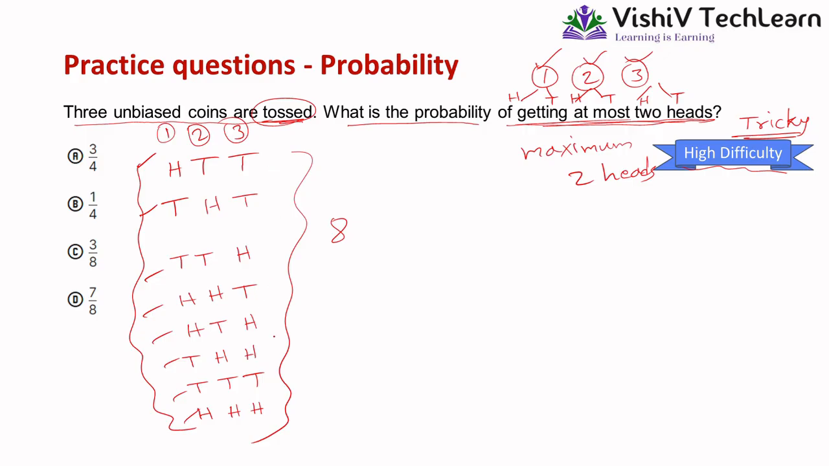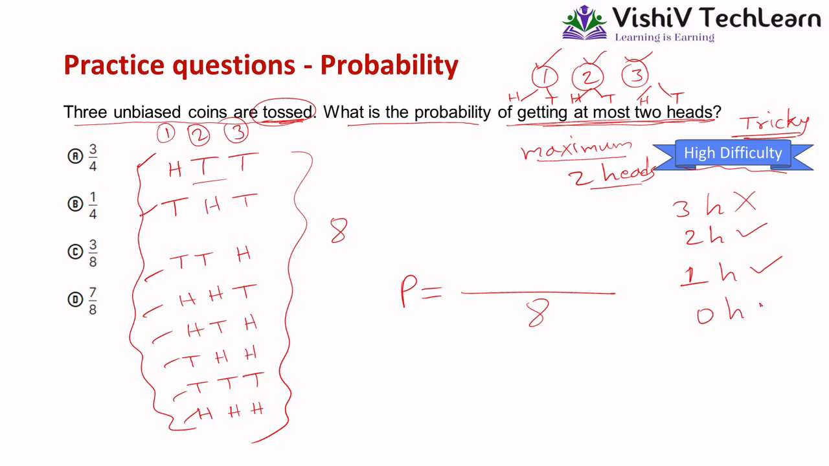Except these 8 possibilities, there will be no other possibility. We have covered all the combinations here. So when we calculate probability, total possible outcomes are 8. And the condition is we need maximum 2. We don't need 3 heads. We can accept 2 heads or 1 head or 0 heads as well. But we don't need 3 heads.